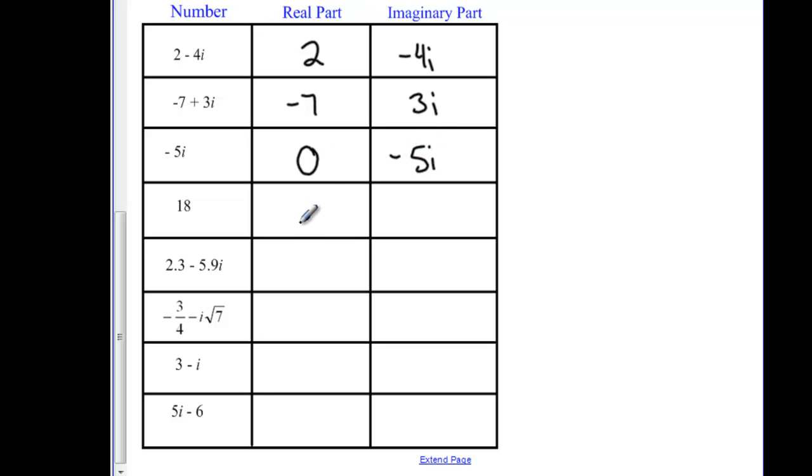All right, what's the real part for 18? And for the imaginary? Yeah, there isn't one. We're going to call it 0i just to be nice about it. All right, 2.3 minus 5.9i. What's the real? And the imaginary? Very nice. Okay, what about the next one? What's the real part? Yes, and what about the imaginary?